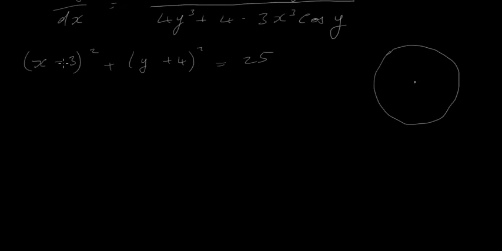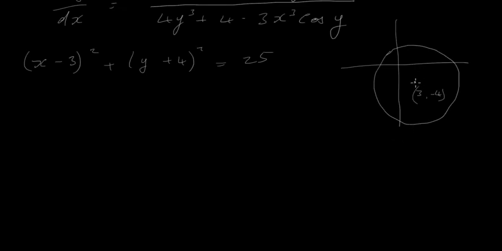Our center is going to be 3, minus 4. So we go out 3 and down 4. So our x and y are going to go out 3, go down 4. So maybe something like this. Okay, so go out 3, go down 4 here. So our center is down here.